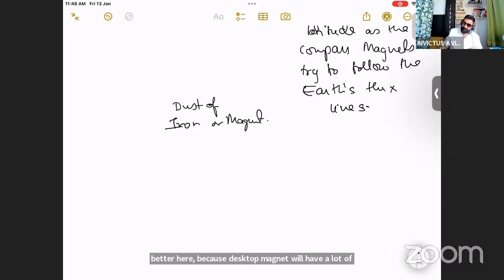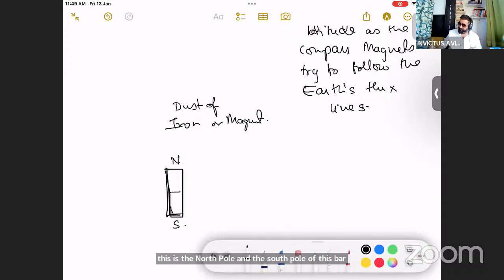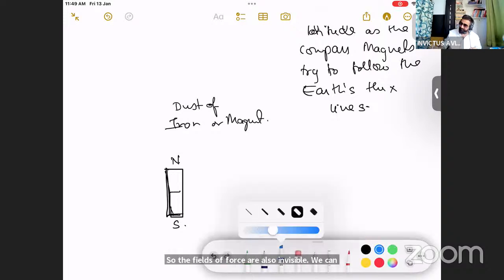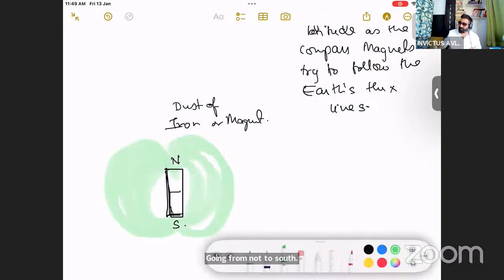And what happens if I take a strong bar magnet? Okay, a strong bar magnet. It's not free to freely suspended. Okay, it's just there on the ground. So let's say this is the north pole and the south pole of this bar magnet. So the fields of force, although invisible, we can just draw it for a reference, going from north to south. Okay, like this. I'll just show you the arrow also.